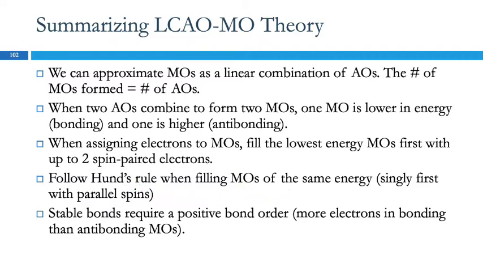So that's like the electron comes into the hotel and it's going into a room that has 3 beds, and there's a guy in one bed. He's going to take his own bed, right? He's not going to cozy up with this guy he doesn't know unless he absolutely has to. And then stable bonds require a positive bond order.